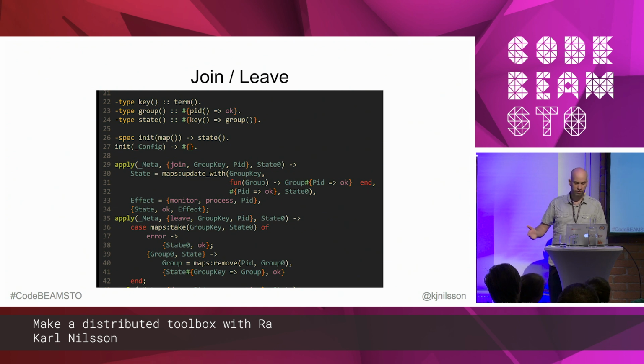So join is relatively straightforward here. We just use maps update with to either create or update the group that the process wants to join. The next line, 33, is more interesting, the effect. So we create something called a monitor process effect, and we return that as a third argument in the return value here of the state machine. So there's an optional argument to return an effect.